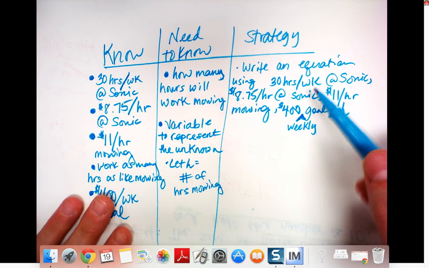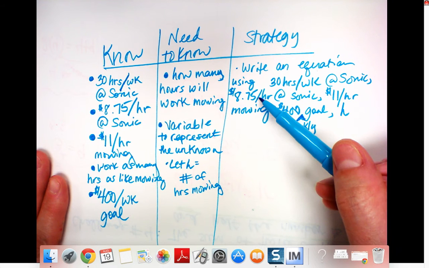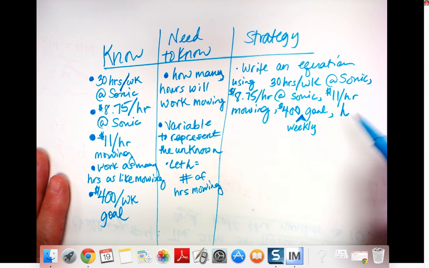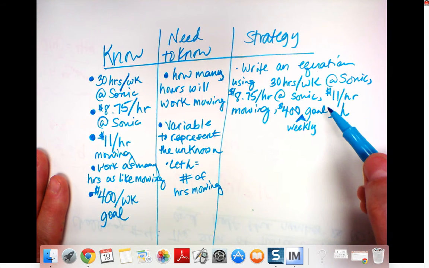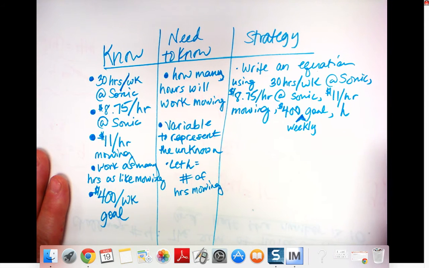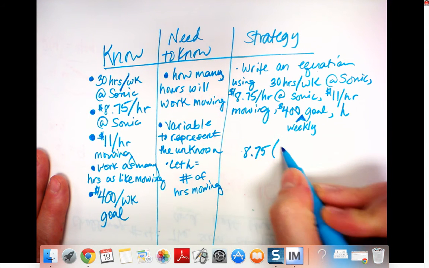Some people see that, well, if I work 30 hours a week at Sonic and I make $8.75 an hour, I should know how much money I make a week at Sonic, so I could add that to the money I make mowing, which will equal $400 for the week. So some wrote it like this.